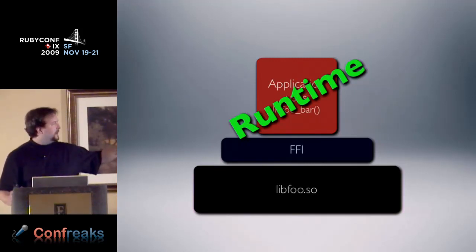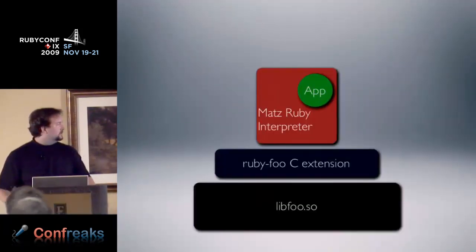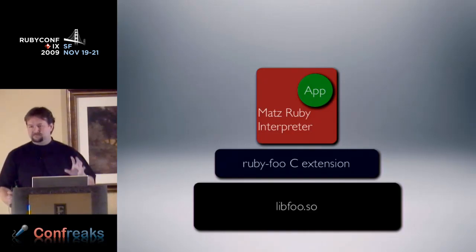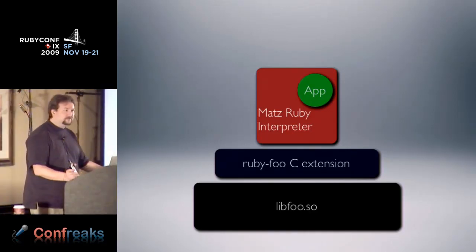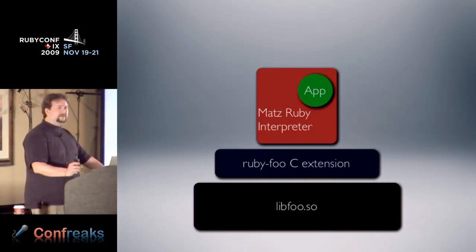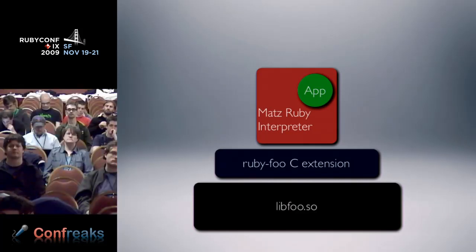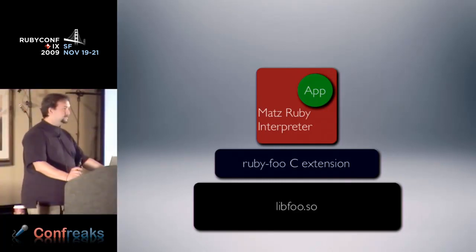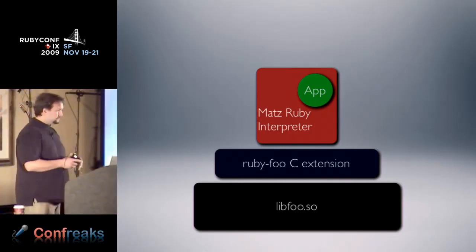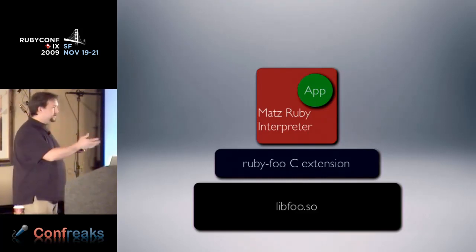So if we take this paradigm, which should be fairly familiar to most people, and change it to what we do in Ruby, we have libfoo, this amazing library that we want to use in our Ruby programs because it's just awesome. So some brave volunteer goes out and writes rubyfoo, the C extension. The C extension links against libfoo.so, does all this kind of stuff, and exposes it, hopefully via a gem, and you can load it in Matz's Ruby interpreter and use it in your application. So everybody's at least used a C extension.